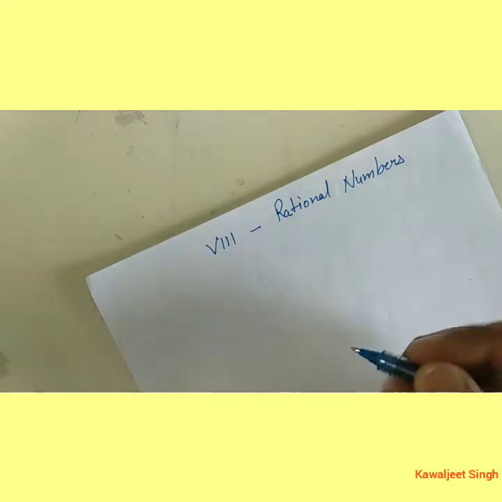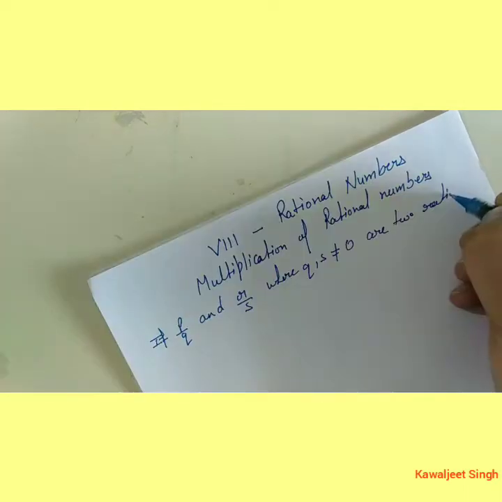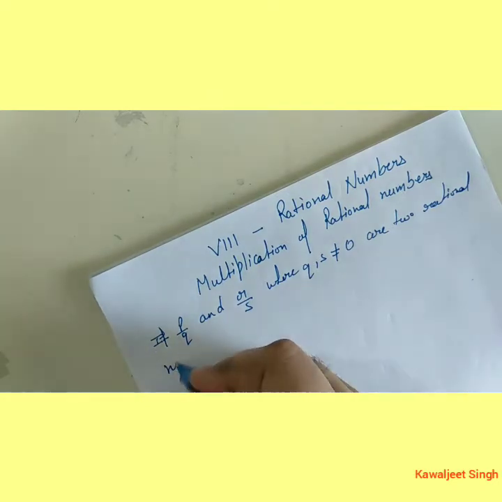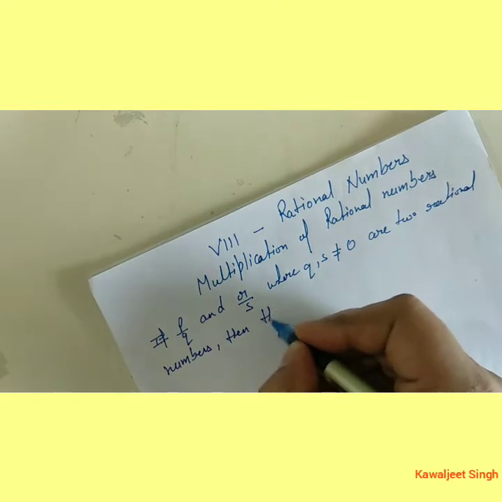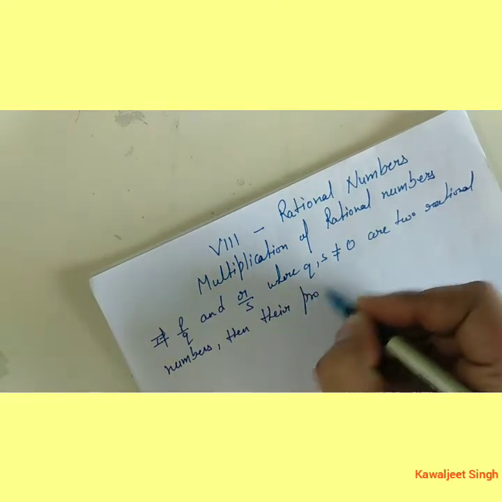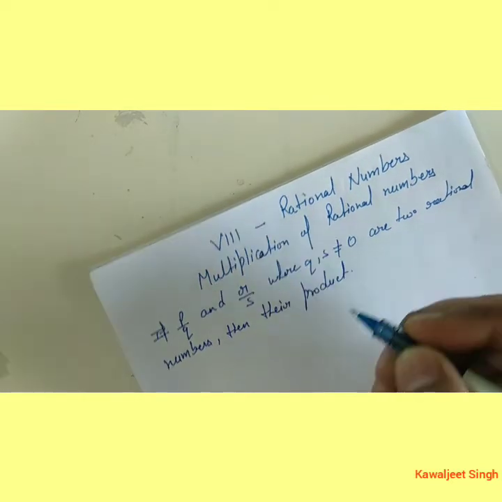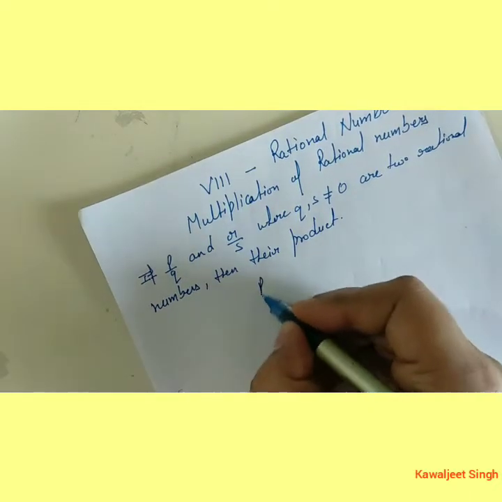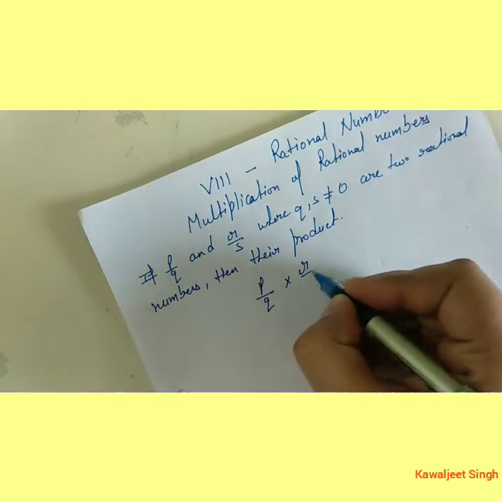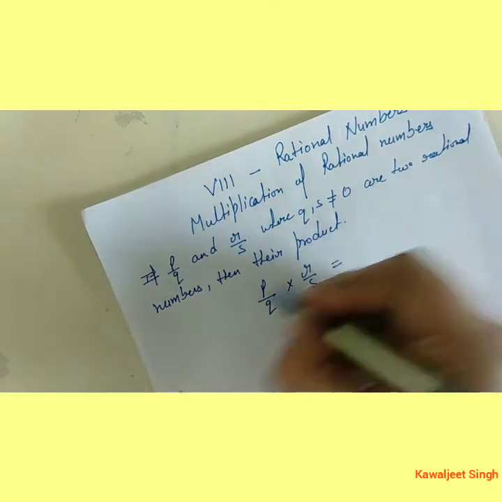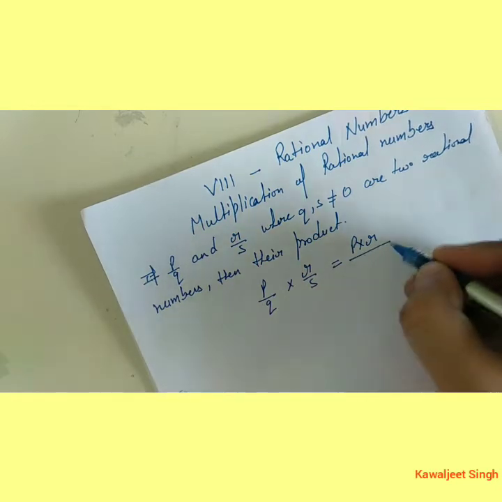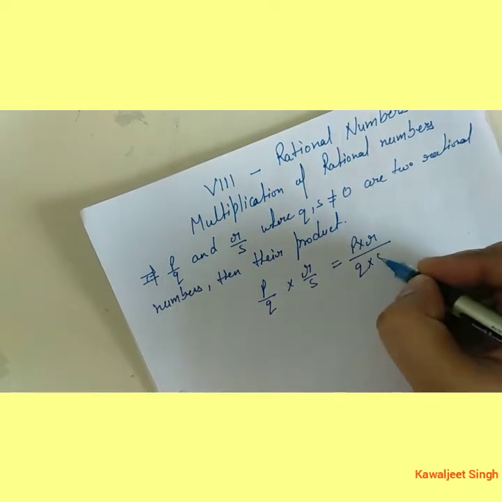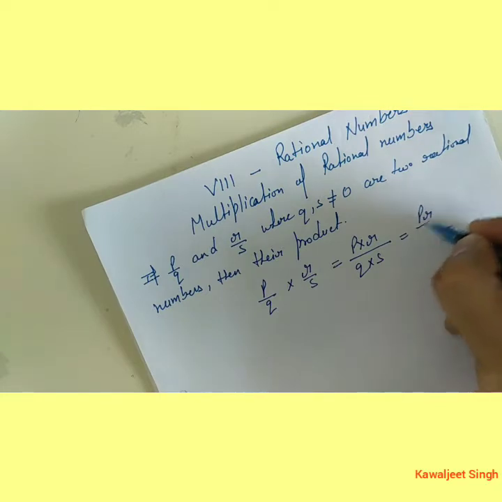Now we will move our topic to the product of two rational numbers. Product means multiply, that is P by Q into R by S. We write it as P into R, that is product of both numerators upon product of both denominators, or we write it as PR by QS here.